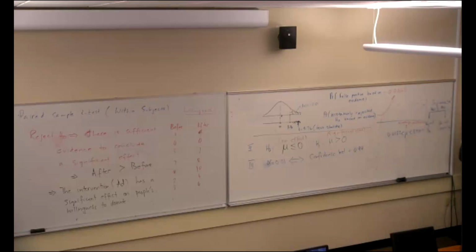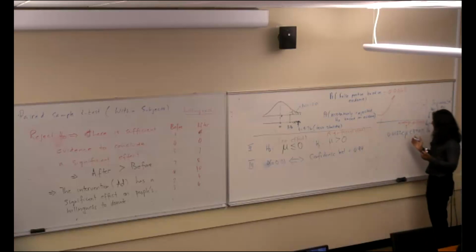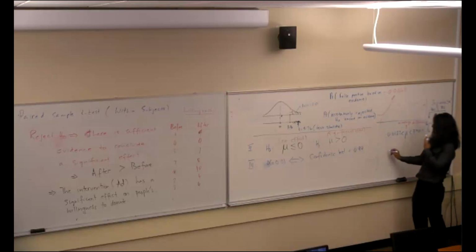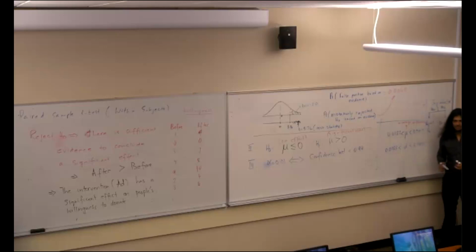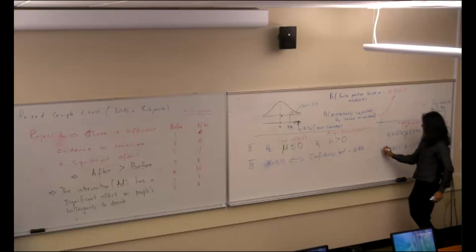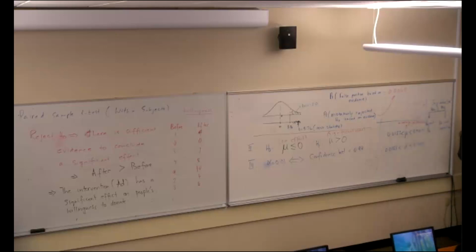Things you cannot do. Pay close attention. That is incorrect. Can someone tell me why? All I did is change one letter. From mu, I put D. Why is it wrong?